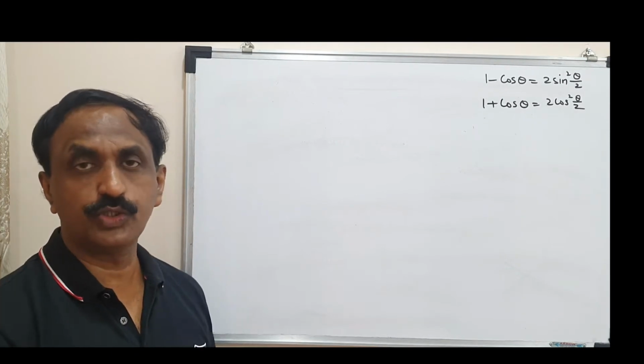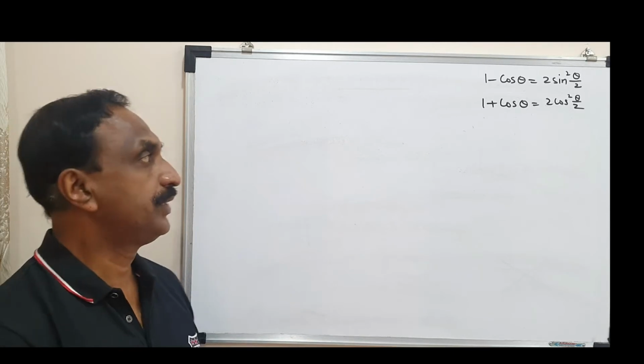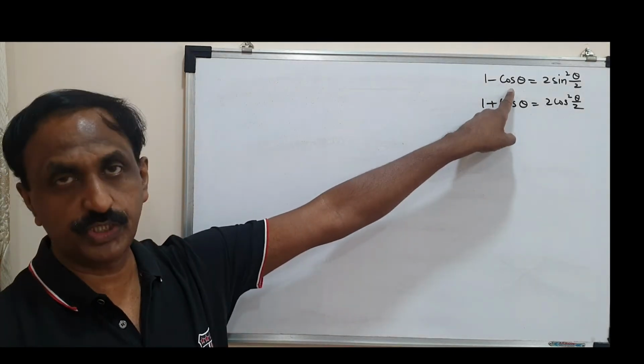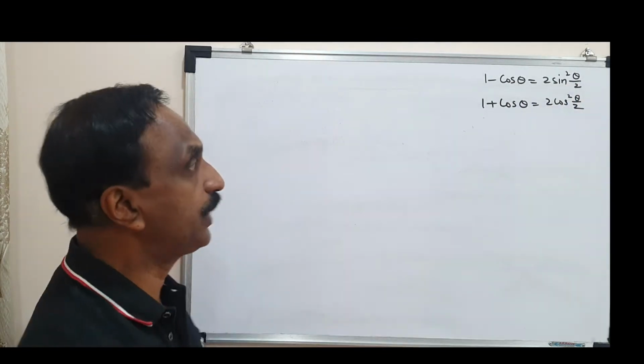We saw 1 or 2 questions of tan inverse. Now we'll see a lot of questions on tan inverse, how to handle it. In tan inverse, we have one set of questions using this formula. 1 minus cos theta is 2 sine square theta by 2. From where do you get this formula?